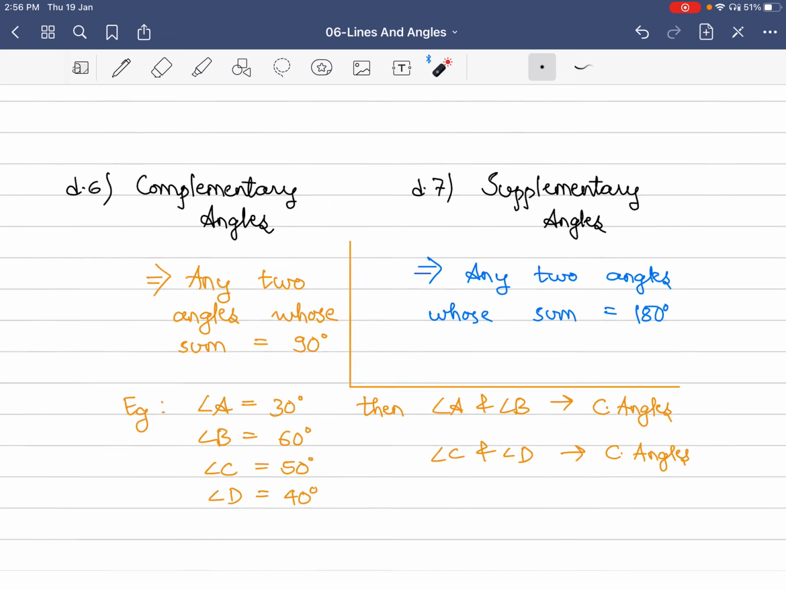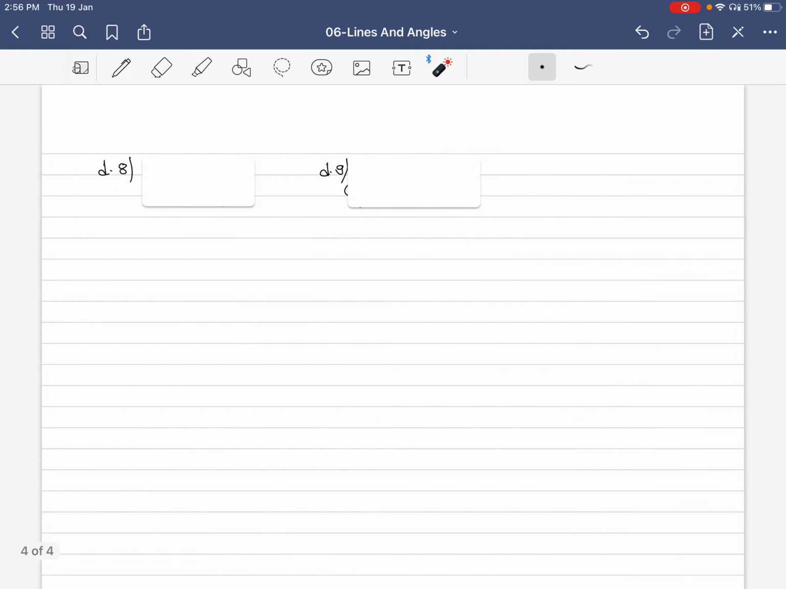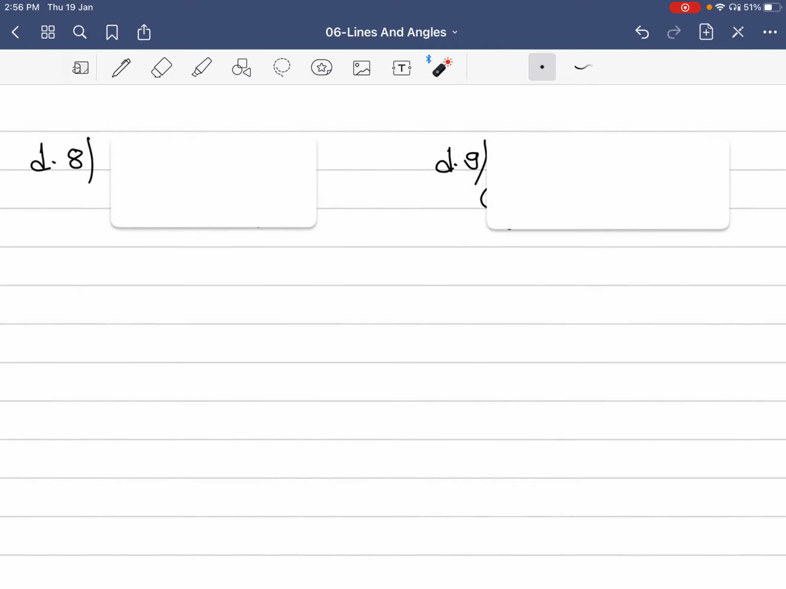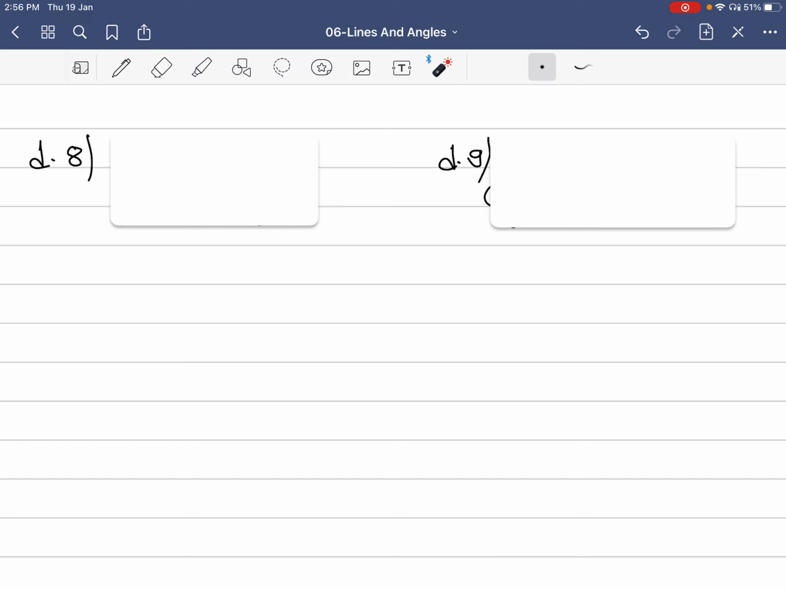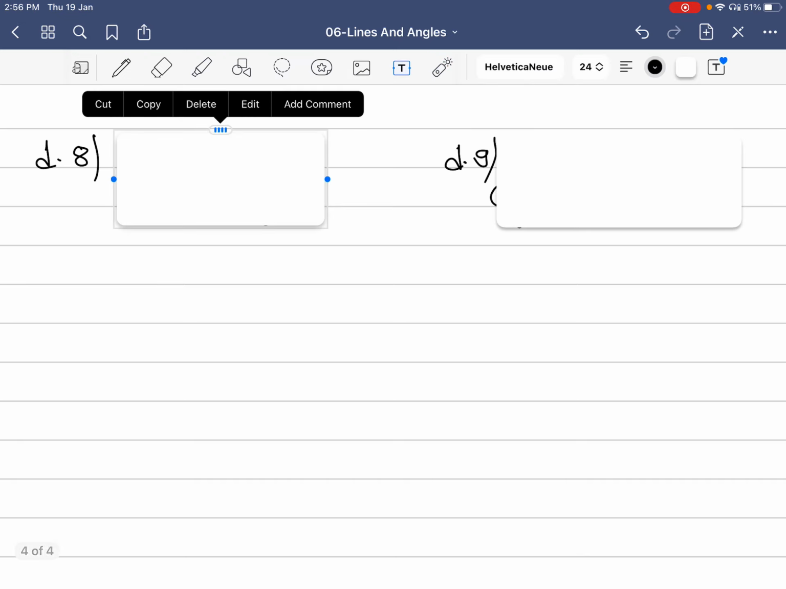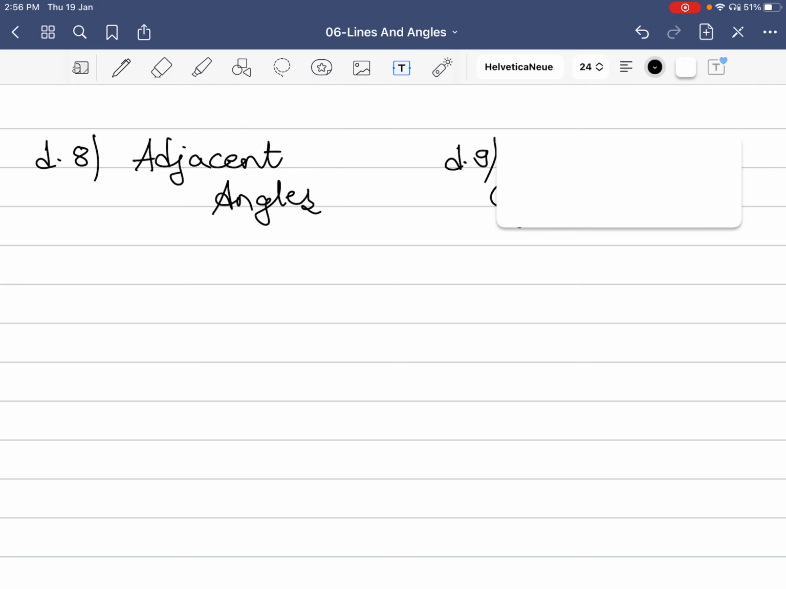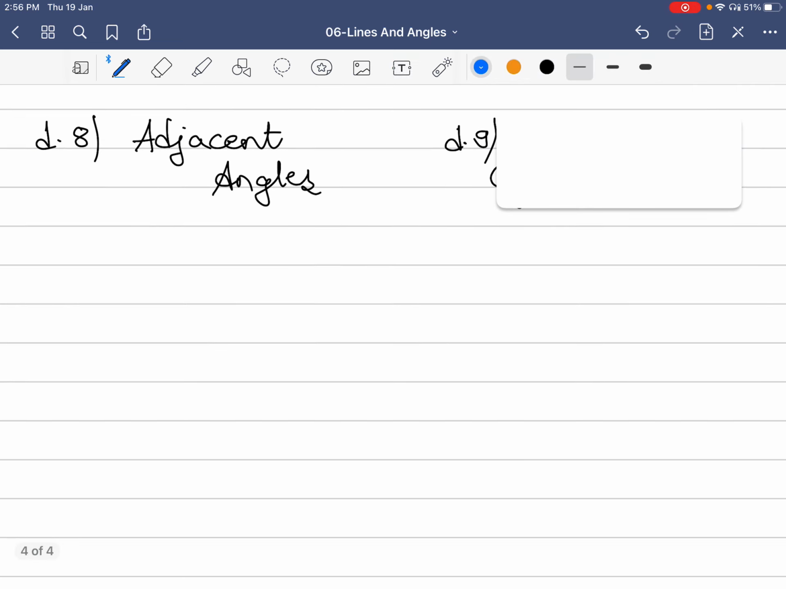That's an important point. Now if you think the types of angles are completed, then you're wrong. There are last two types of angles to be seen in this video, and the first one is called adjacent angle. So what are adjacent angles?